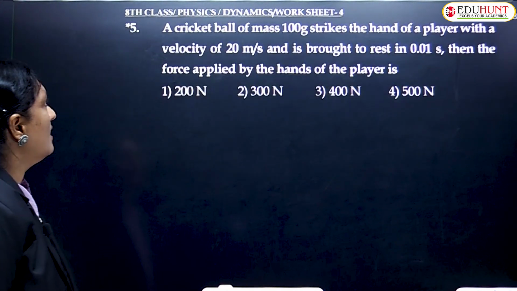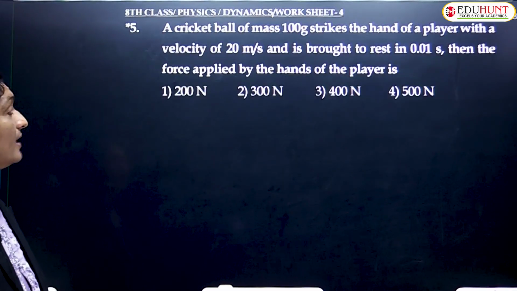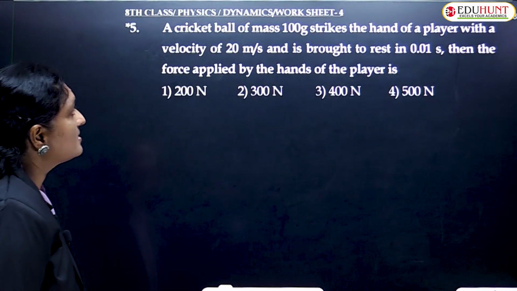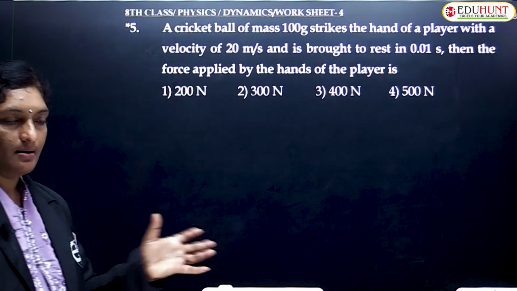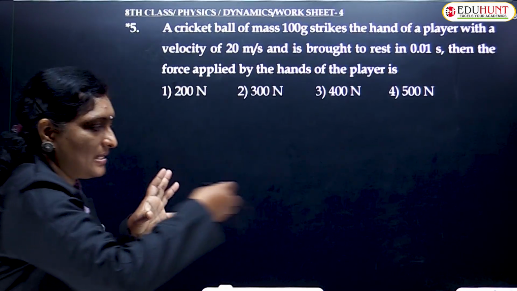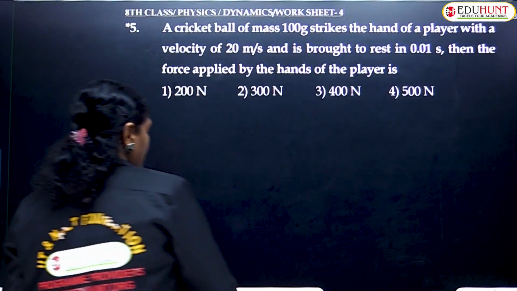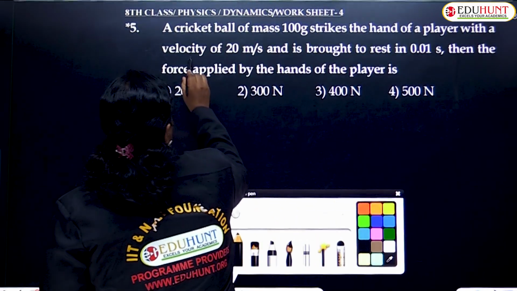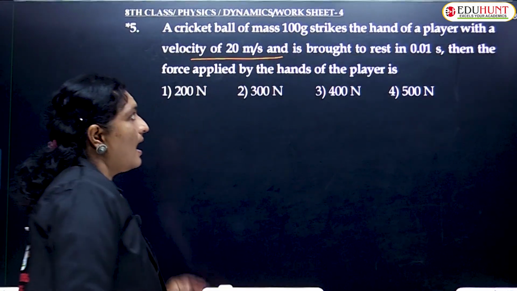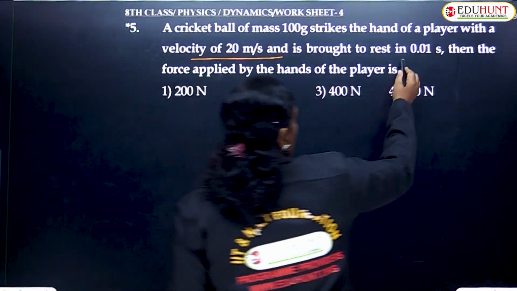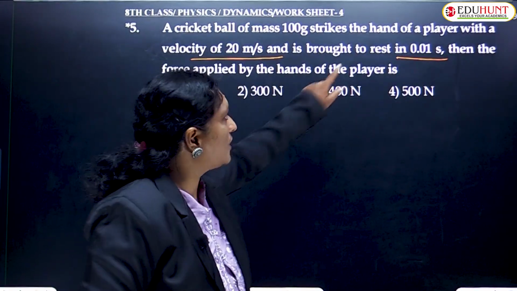Moving ahead, question number 5. A cricket ball of mass 100 grams strikes the hand of a player. The ball is approaching the hand of the player with a velocity of 20 meter per second and is brought to rest in 0.01 second.